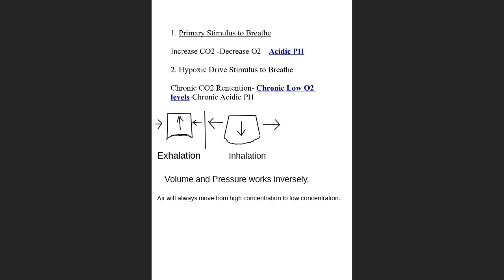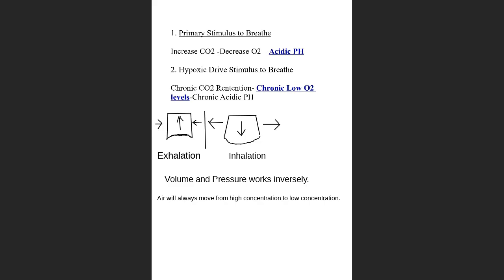Now, with that said, let's follow the process. Before going to the movement, you need to understand some important concepts. The first one is that volume and pressure work inversely. Does anybody know what that statement means? So what does that mean exactly? Anybody know?